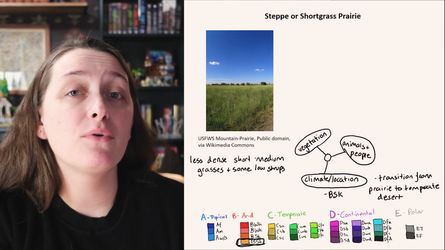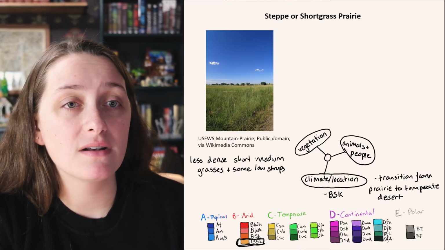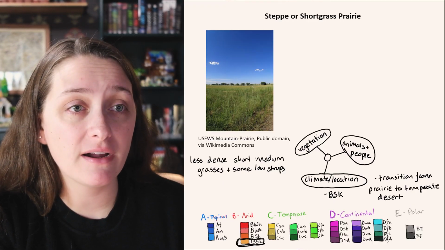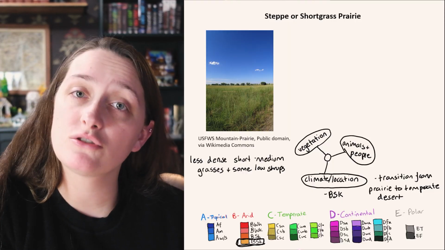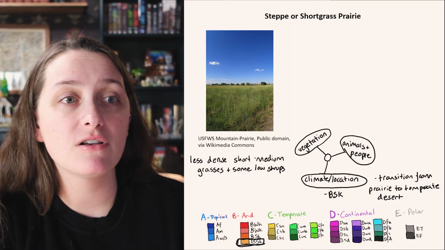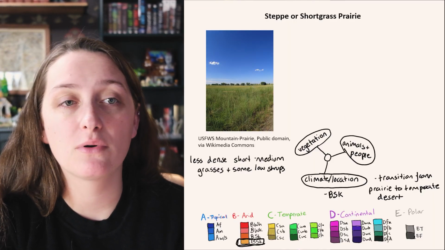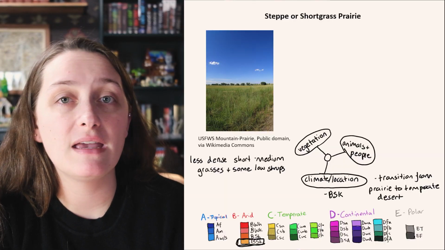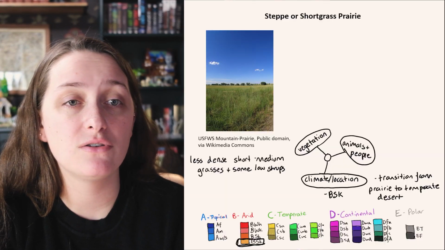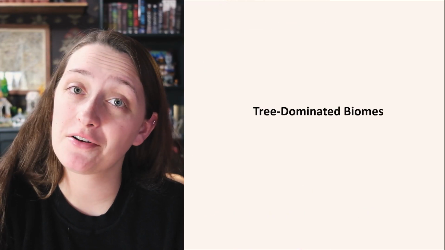Next is our steppe or shortgrass prairie, and this is going to be short to medium grasses. They aren't as dense as the tall grass prairie, and in wetter years the taller grasses will dominate, and in drier years the shorter grasses will dominate. And you'll also have some low shrubs. These are mainly found in temperate steppe or temperate semi-arid climates like BSK, and also in the transition areas from prairie to temperate deserts depending on the precipitation. So that is our grass biomes.